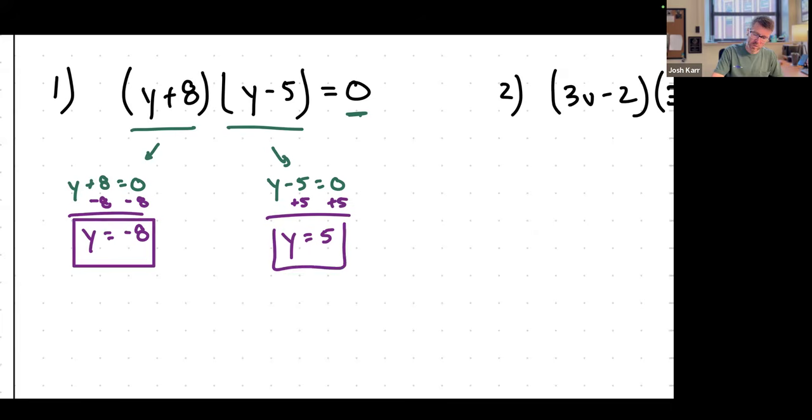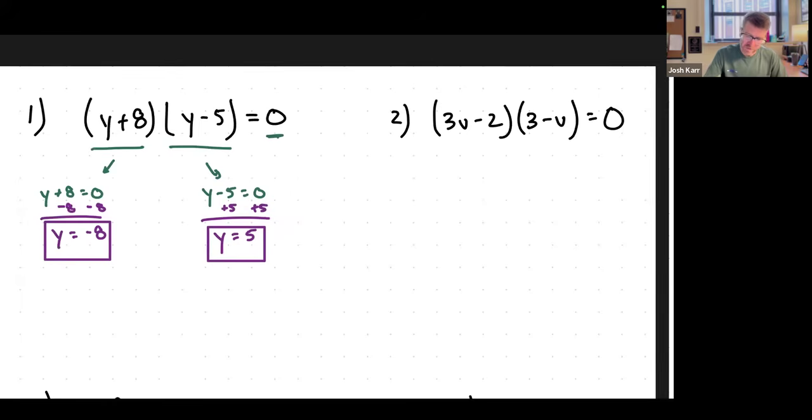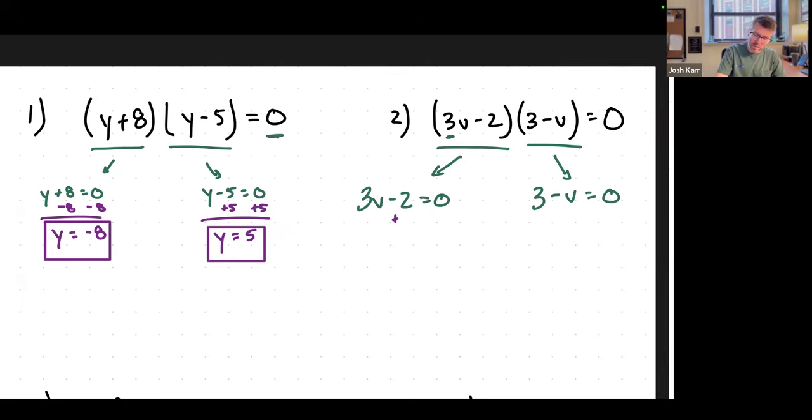All right, let's do one more, and then we'll write down some steps of what's going to be happening holistically here. All right, so we have a second one. It's factored, but you'll notice, we're going to have a leading coefficient that's greater than 1 here. But the same premise applies. Something times something equals 0. Thus, as long as one of these binomials would be equal to 0, the whole entire thing would equal 0. So let's finish this out, adding 2 and dividing by 3. We get 2/3 as an answer.